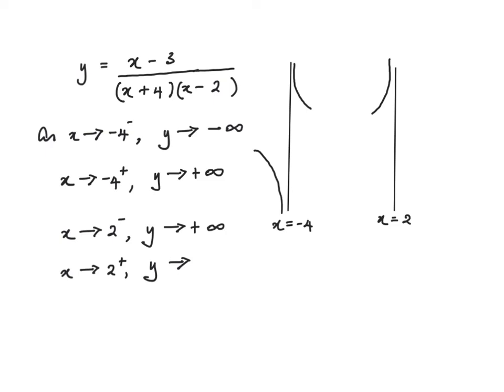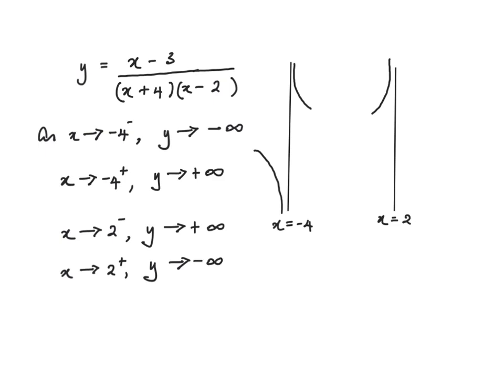So 2 plus, say 2.1. Now this here is still going to be negative. 2.1 take away 3 is negative. This is positive, and this is also positive. 2.1 take away 2 is 0.1. So these two are positive, this one's negative. It means the overall value is negative. So we have negative infinity.